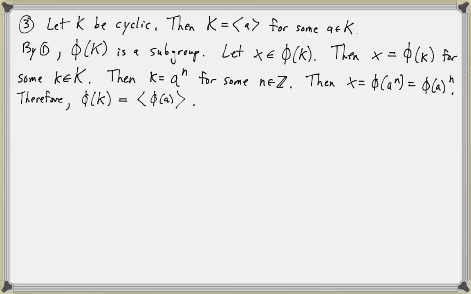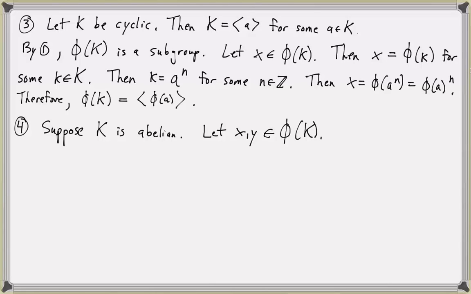So property 3 says that if K is a cyclic subgroup, then its image is cyclic. Statement 4 says the same thing, but with abelian subgroups. So suppose K is an abelian subgroup, and let X and Y be any elements of the image of K. So then I can write X as phi of m, and I can write Y as phi of n for some elements m and n in K.